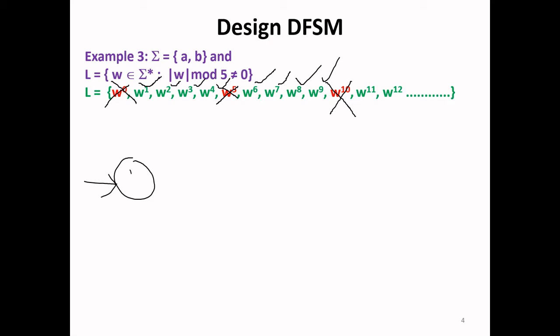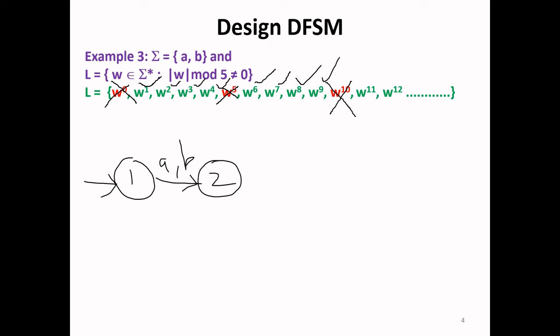Will state 1 be the final state as before? No, because string length 0 is not accepted. So this will be an intermediate state, not a final state. Then from this state we'll have a transition for A or B going to state 2.